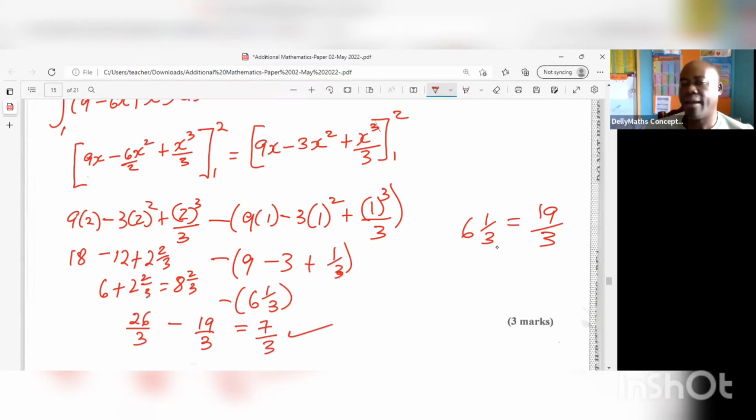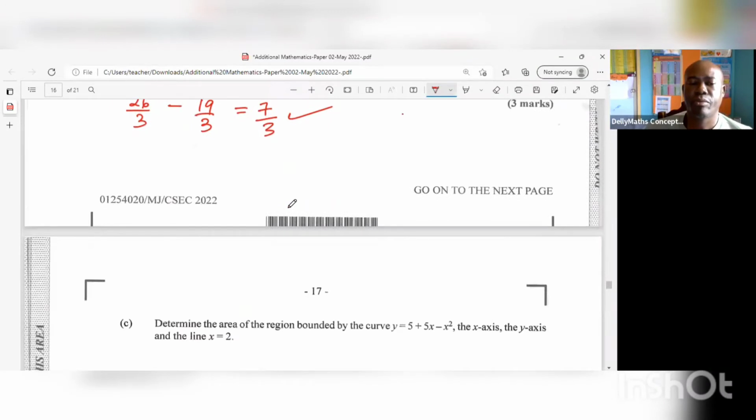So we take the integral, put in our limits from 1 to 2, definite integral, and then we'll end up with, as you can see, 7 thirds. All right, let's look at the last one here.